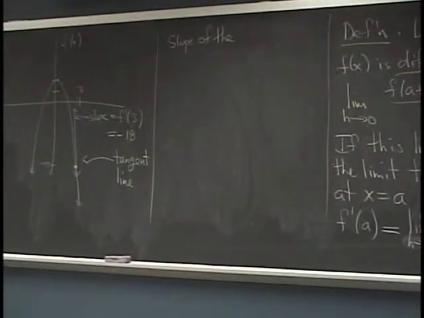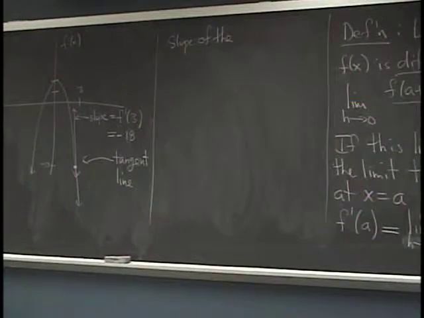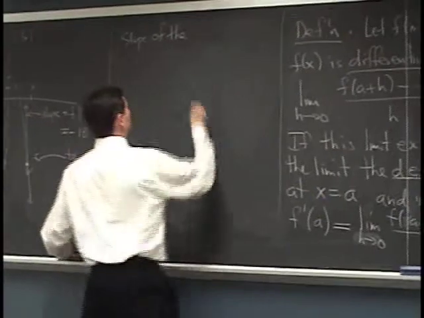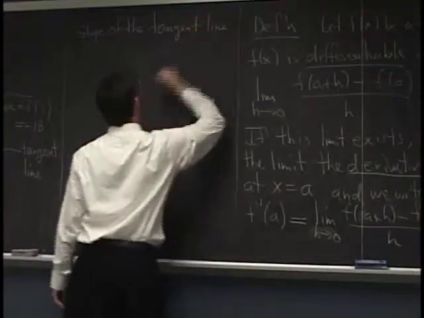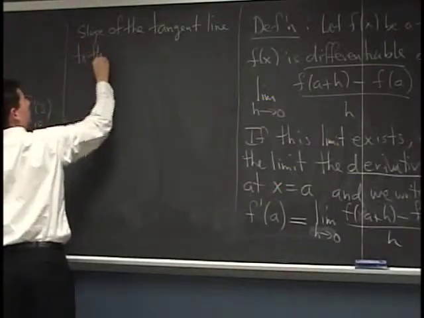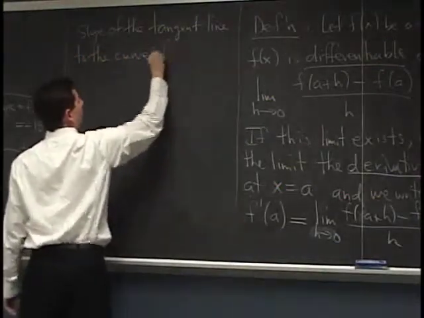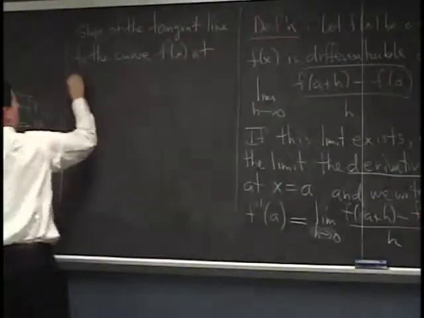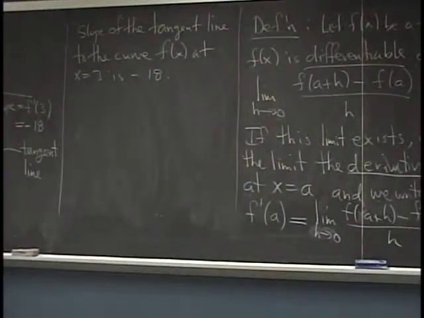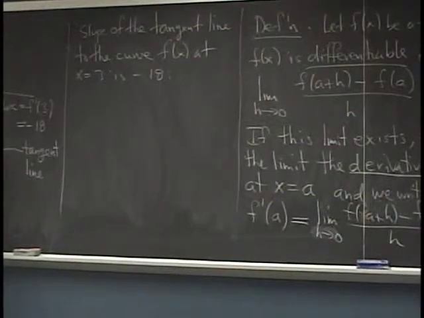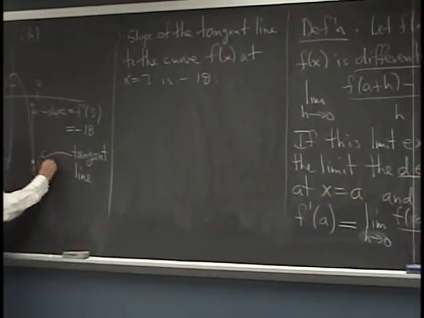Exercise for home. Figure out why the secant line is called the secant line and the tangent line is called the tangent line, and whether it has anything to do with trigonometry. So the slope of the tangent line to the curve f of x at x equals 3 is minus 18. So we have a slope. But we also have a point. We know it hits the graph right at that point, and that is 3, negative 25.